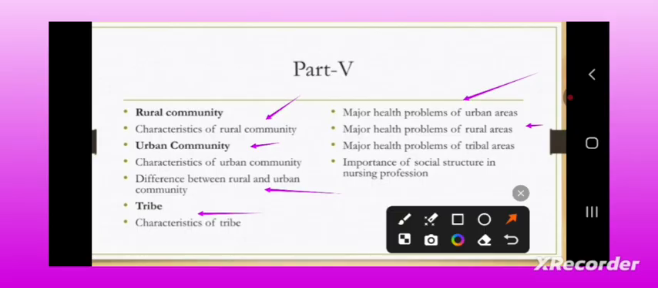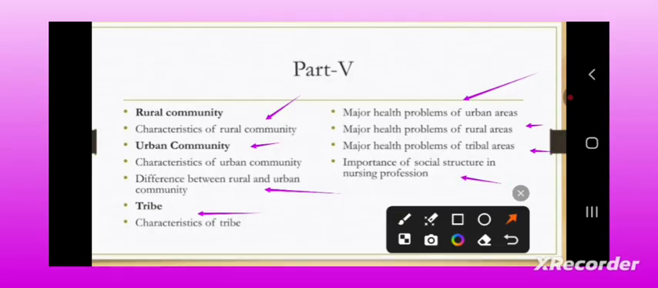Major health problems of tribal areas. These often overlap with rural issues but are exacerbated by extreme isolation, specific cultural practices, and deep poverty. Examples: genetic disease, common in endogamous groups, high rate of infectious disease, malnutrition, especially micronutrient deficiency, high infant mortality rate, and challenges related to integrating modern healthcare with traditional practices.